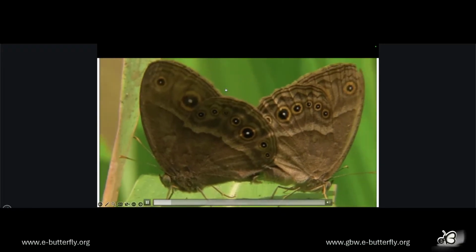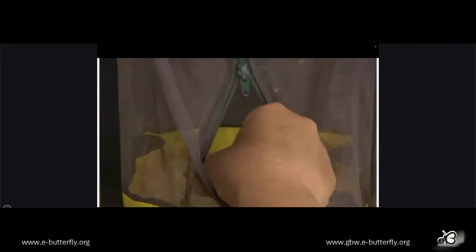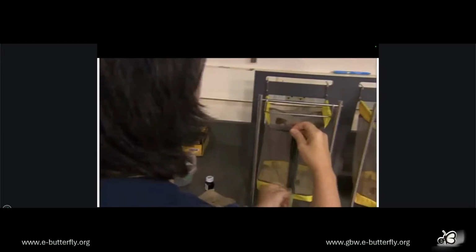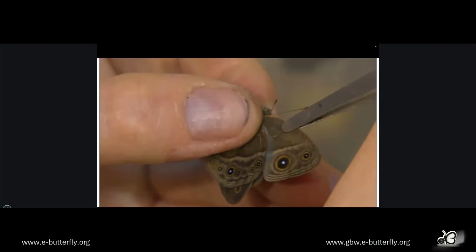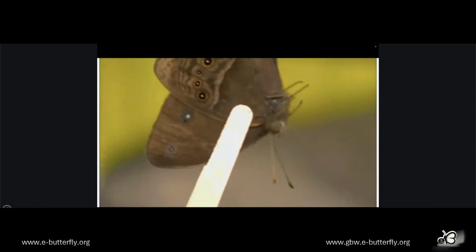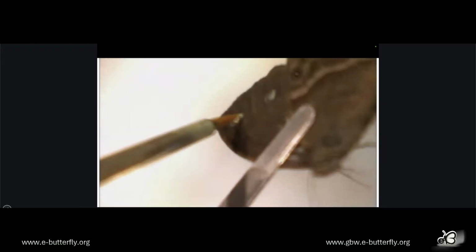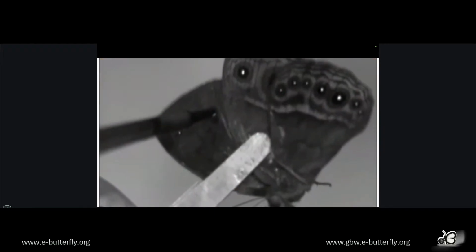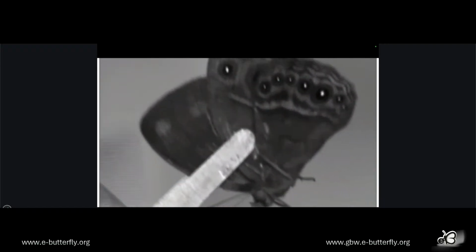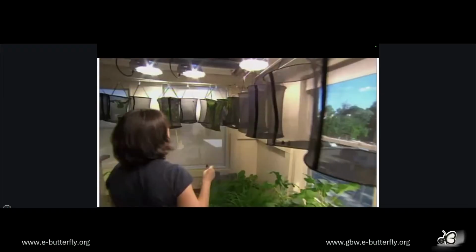So here's a movie that just shows a type of manipulation we can do to test the role of eye spots in sexual signaling. I'm taking a male butterfly out of a cage. I'm opening up its forewing, and I'm going to dab the dorsal surfaces of the eye spots with a plant compound that eliminates UV light from the centers of the eye spots. We did this type of manipulation with pretty much all the eye spots on the wings of this particular African butterfly. You can see that the UV signal is gone in this particular male.